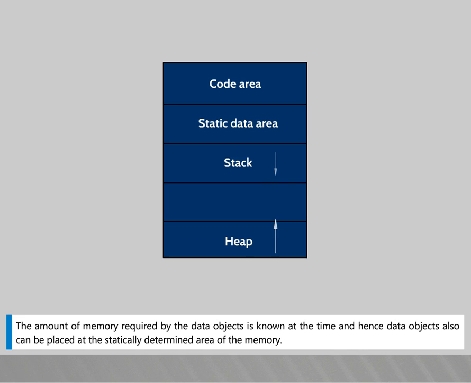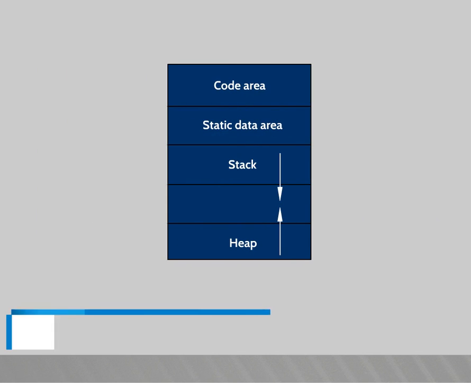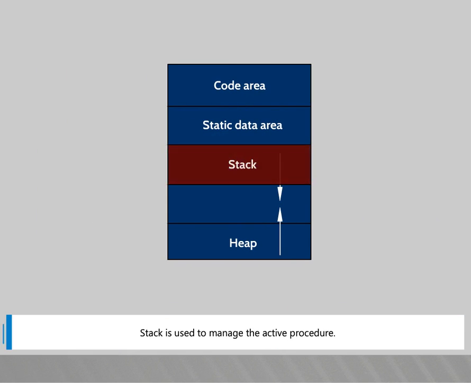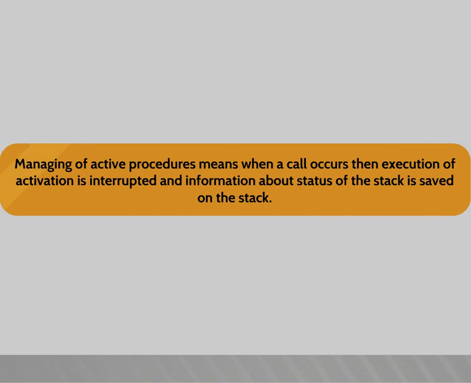The amount of memory required by the data objects is known at compile time, and hence, data objects also can be placed at a statically determined area of the memory. Stack is used to manage active procedures. Managing active procedures means when a call occurs, the execution of the activation is interrupted and information about the status of the machine is saved on the stack.